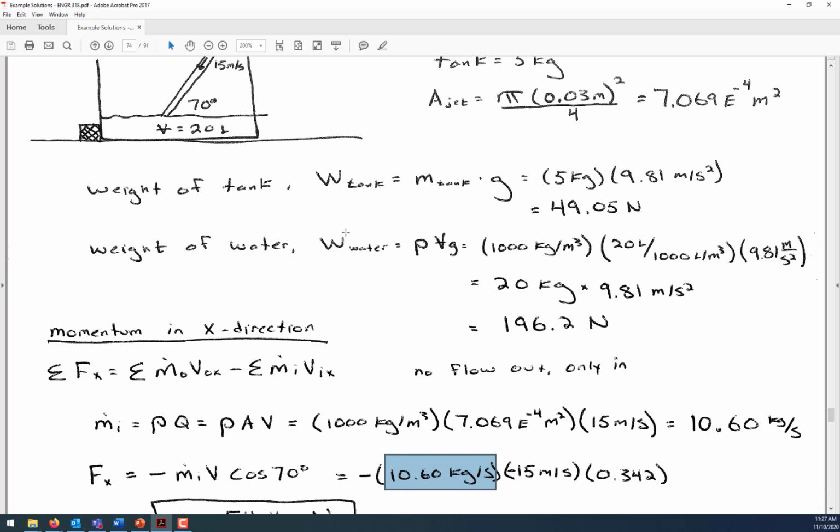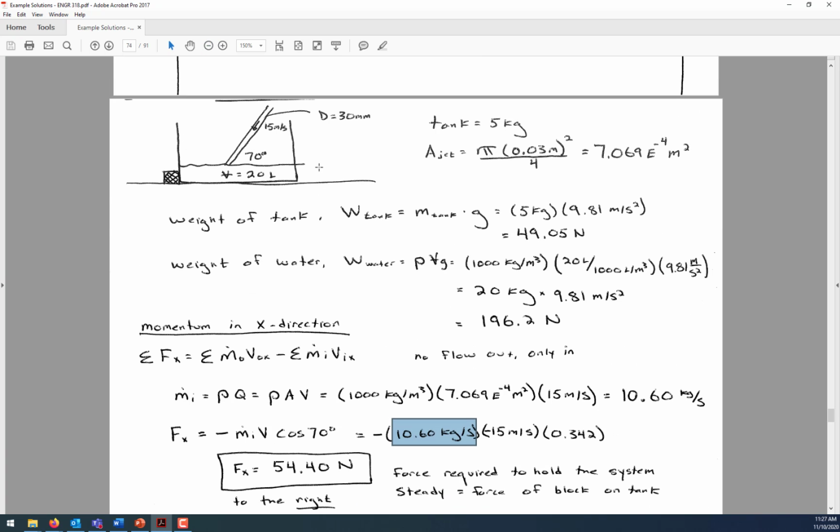So the two minus signs cancel out, and we get that the force is 54.4 newtons acting, that's the force of the block on the tank. So the force required to hold the system steady is to the right. So both the fact that it's a positive number, and below that I've also indicated to the right, lets us know that the block is going to be pushing on the tank to the right direction with 54.4 newtons. So any questions about that first part?